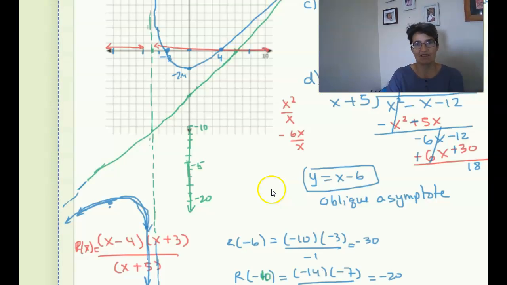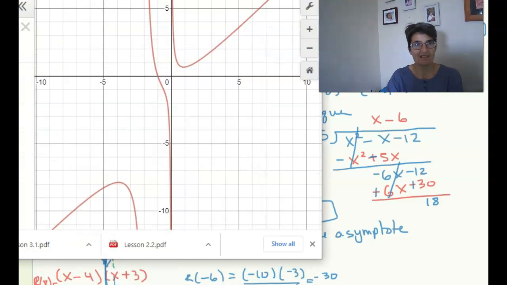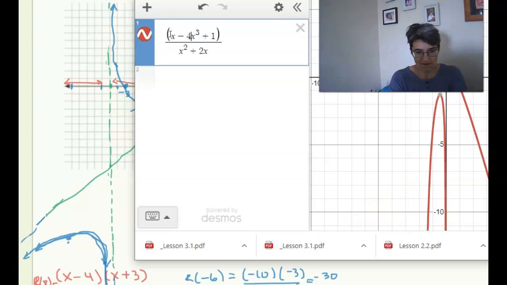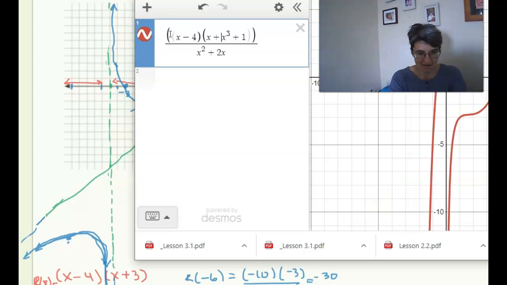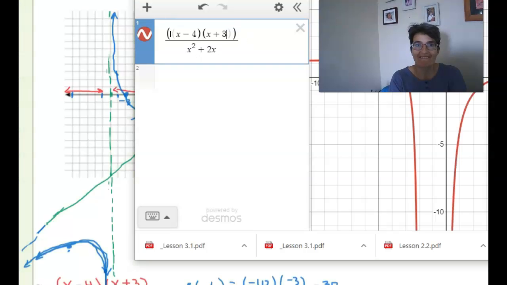Alright, so here's our full picture of the graph. Alright, should we put it on Desmos? Alright, let's plug that in. So we had x - 4 and x + 3 on top. Okay, that's looking really ugly. And x + 5 on the bottom.